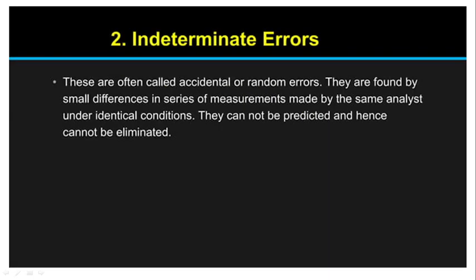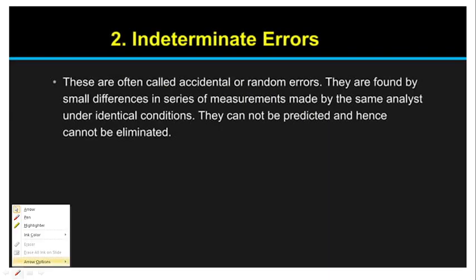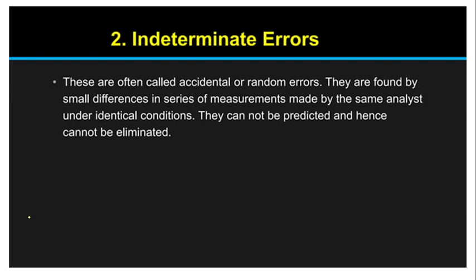Second is indeterminate error. They are often called accidental or random errors. These happen randomly and accidentally, and they are found as small differences in a series of measurements made by the same analyst under identical conditions, and they cannot be predicted. The very important thing, as I already told you, is the difference between determinate and indeterminate errors. Determinate errors can easily be predicted, while indeterminate errors cannot be predicted and hence cannot be eliminated. Obviously, if we cannot predict it, how can we eliminate it? So this is the basic difference between determinate and indeterminate error.